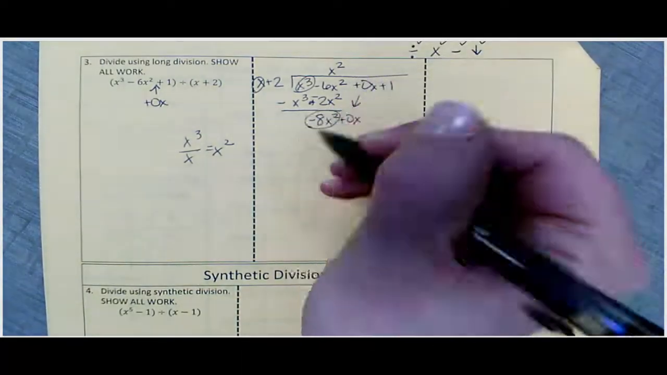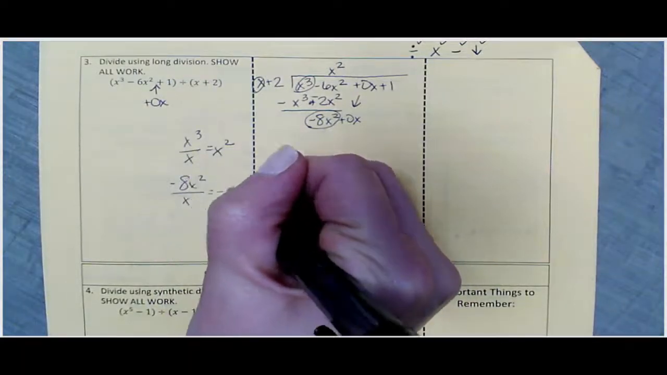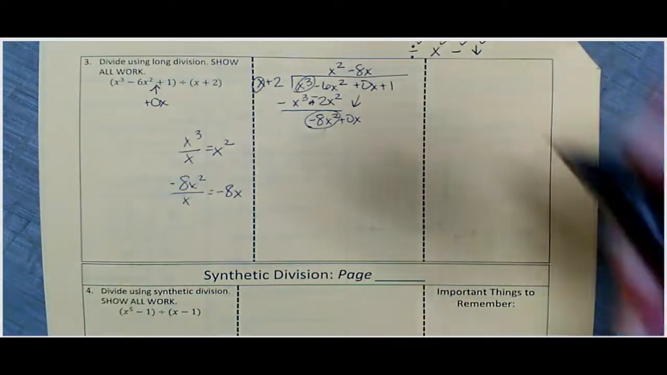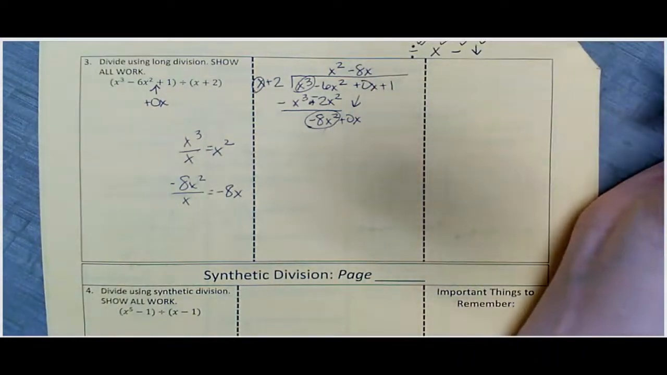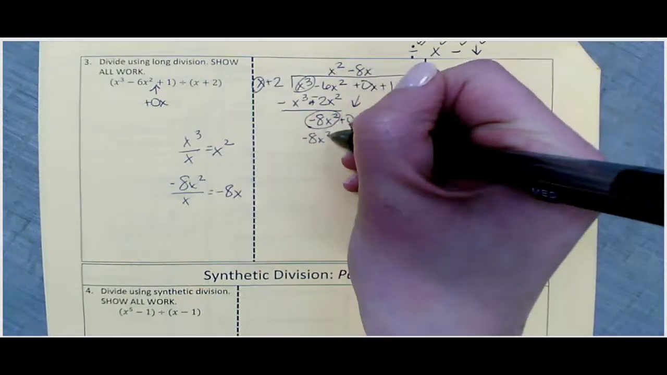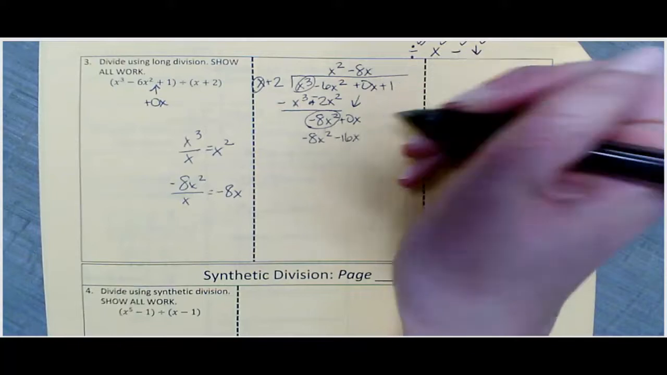I'm going to start it all over again. So negative 8x squared divided by x. I keep my coefficient, and x squared just becomes x. So that goes up top. I multiply. Negative 8x times x is negative 8x squared. Negative 8x times 2 is negative 16x.